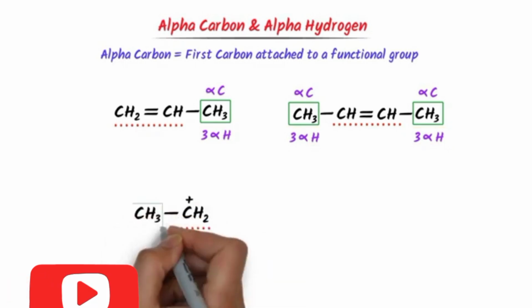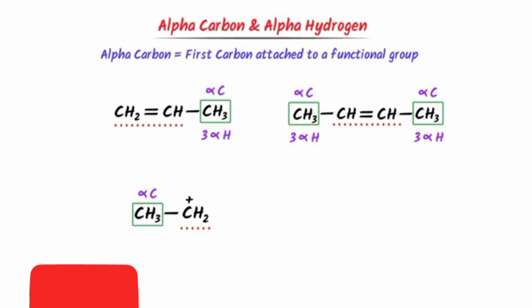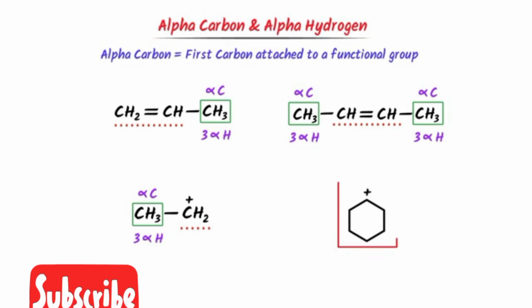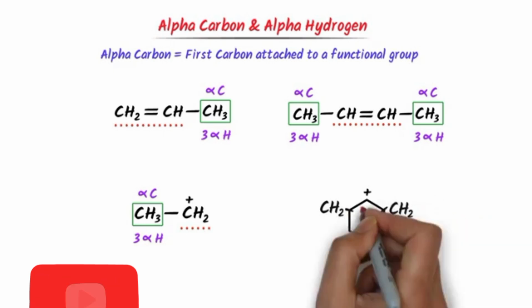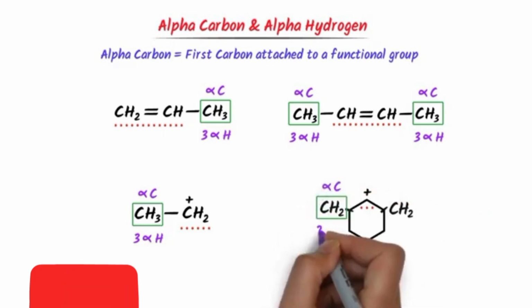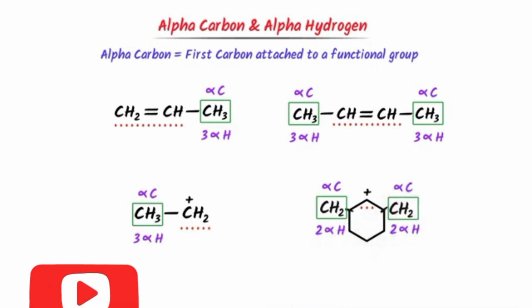Thirdly, consider this organic compound which is a carbocation, and the first carbon attached to it is the alpha carbon. These are a total of 3 hydrogens in this molecule. Lastly, consider this organic compound. Pause the video and figure out the alpha carbon and hydrogen in it. Well, this is CH2 and this is also CH2. Both carbons are alpha carbons, with alpha hydrogens on the left hand side and right hand side. Hence, there are 4 hydrogens present in the compound.